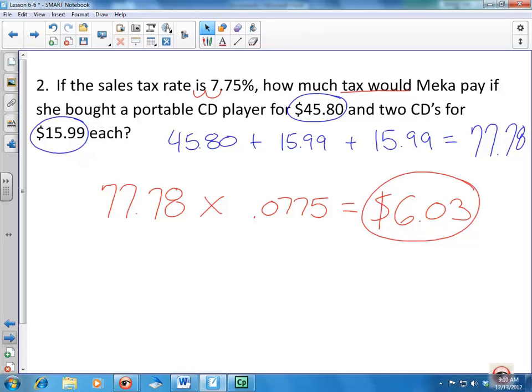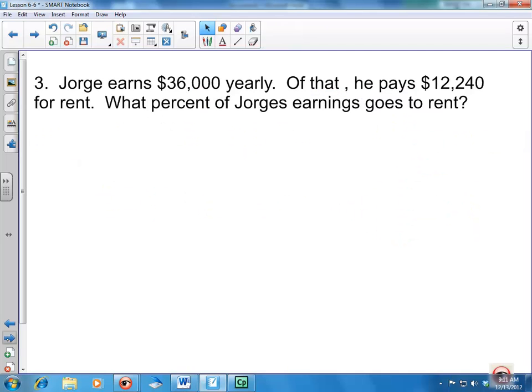All right, let's take a look at our third and final example. This one says George earns $36,000 yearly. Of that, he pays $12,240 for rent. What percentage of George's earnings go for rent?